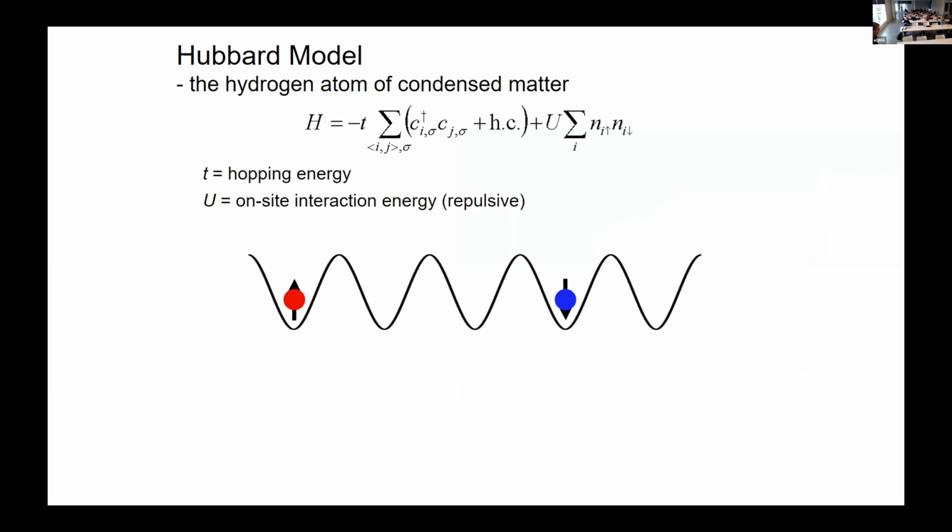All right, so the Hubbard model. This is the second time the hydrogen atom's been invoked, so maybe some of you want to be atomic physicists.